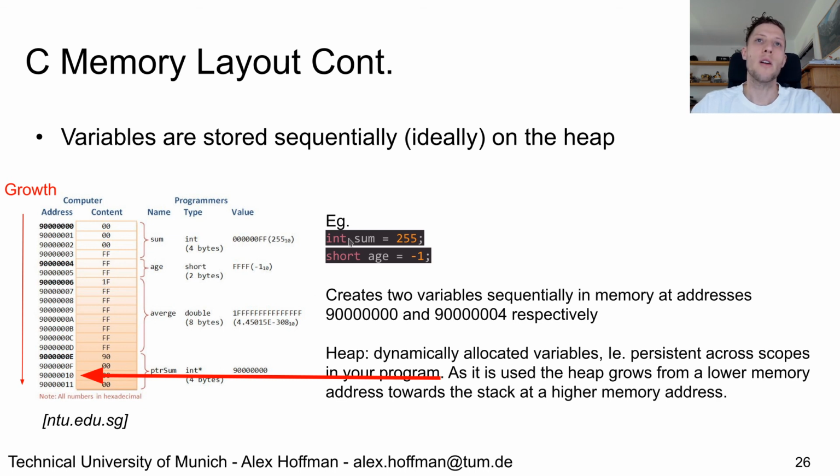Going on with this, we created an integer sum, which we can see in memory here, 000000FF. Then we created an age of -1, which is a short, and -1 is represented by 4 Fs in hex, and we can see this in memory here. If we kept going, the next one would be a double, which is 8 bytes, and this would be its value, and you can see that this ends up in memory and so forth, right?